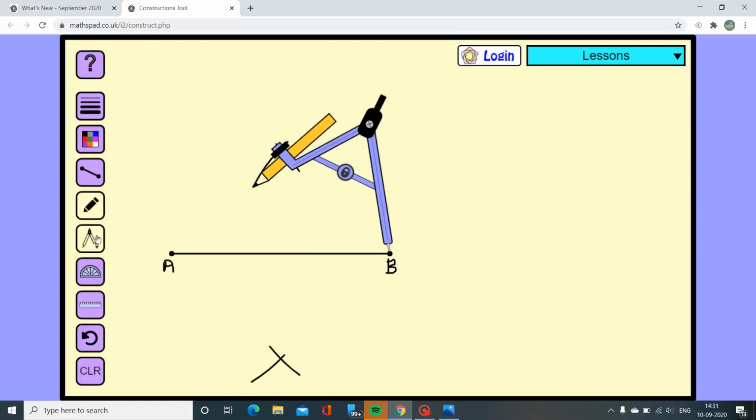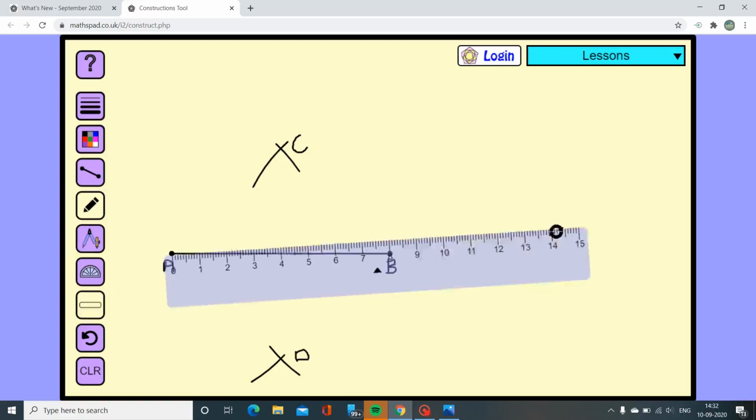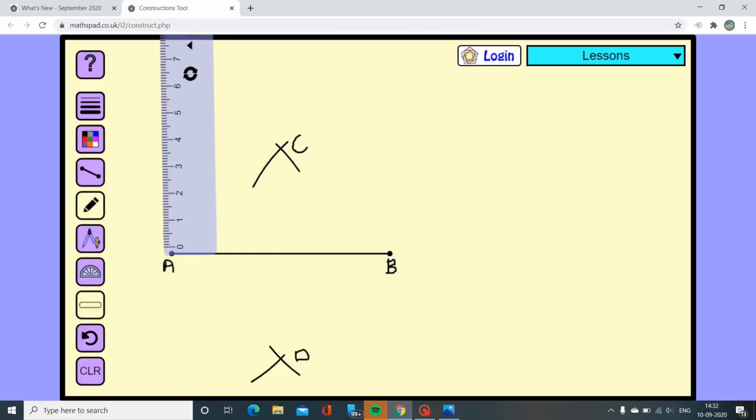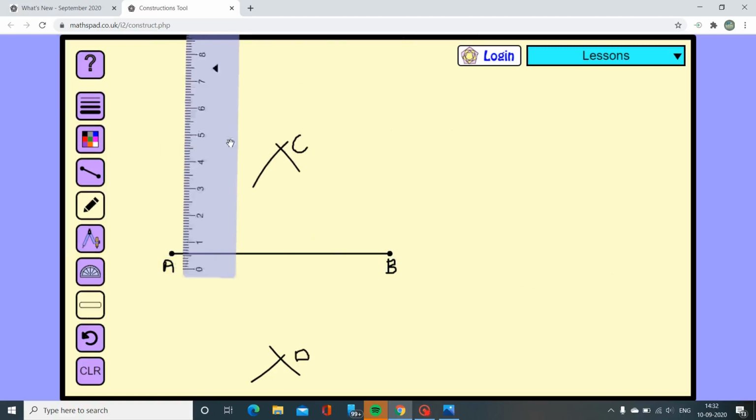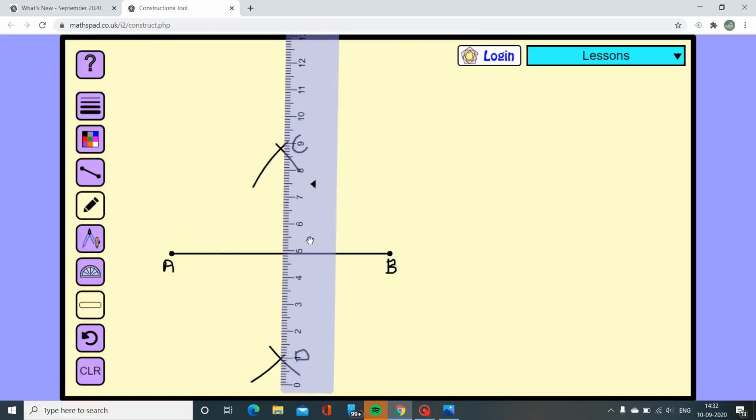Next, mark the points of intersection of the arcs as C and D. And then join C and D. Use your scale and join the points C and D.